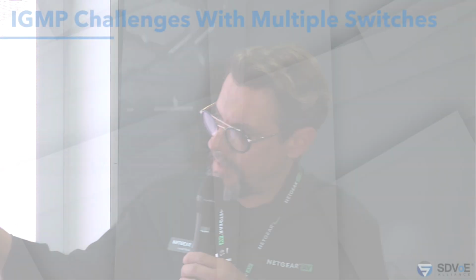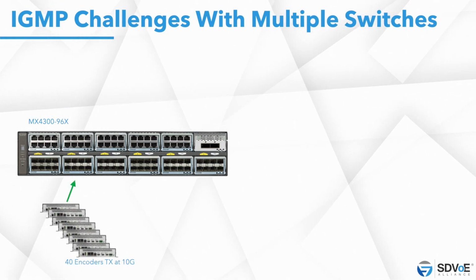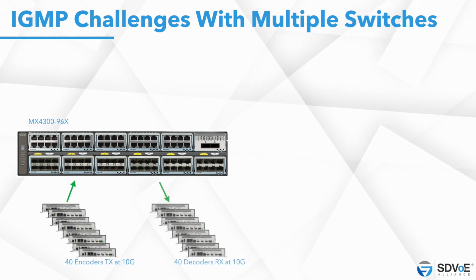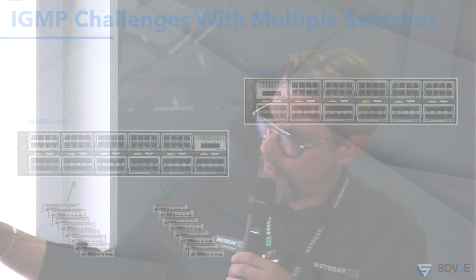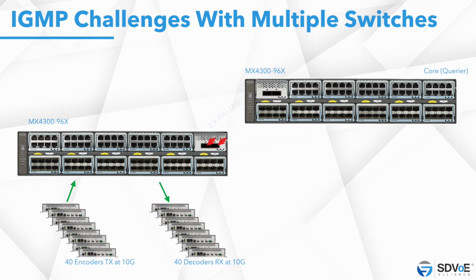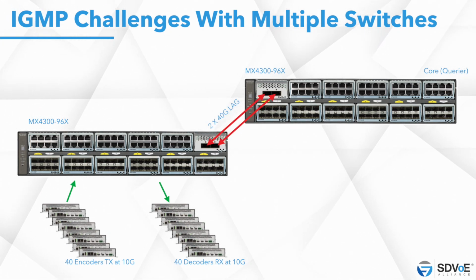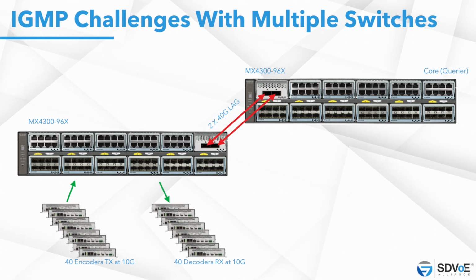So in this SDVoE installation, if you have a floor with a switch with 40 encoders and 40 receivers, everything is fine, everybody is working locally. And if your client is saying, well, you know, I just want to have a few streams out of that floor to the rest of the network, you will probably be tempted to only have a couple of 40 gig links, because you know nothing should travel much because you only have a few streams to move around.